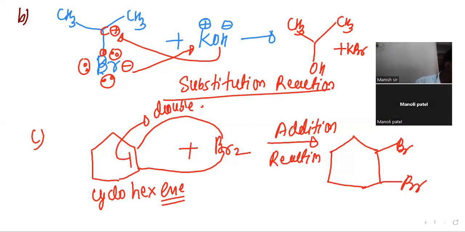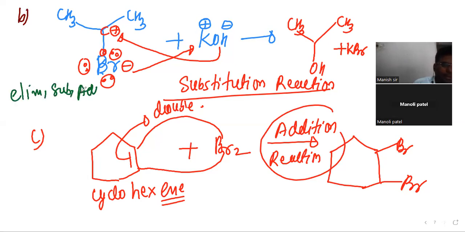Which of the following statements is correct? Now I have explained A, B, C. Please read the options. The first one is elimination, the second is substitution, the third one is addition. So the first option is incorrect. The correct order is elimination, substitution, and addition. So you will find this order in option D.